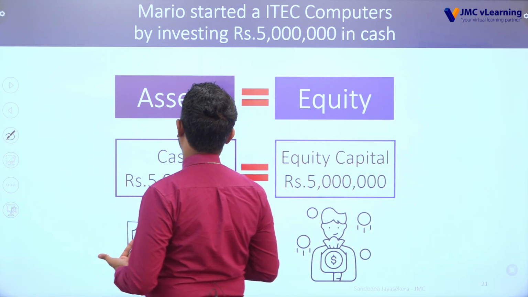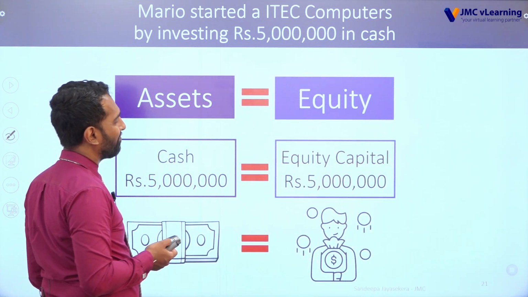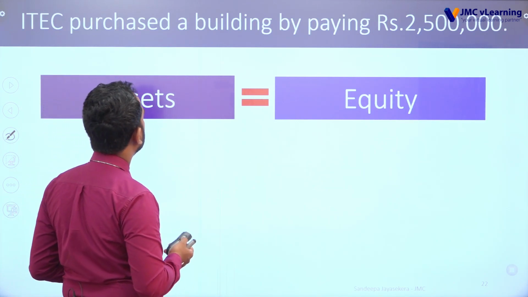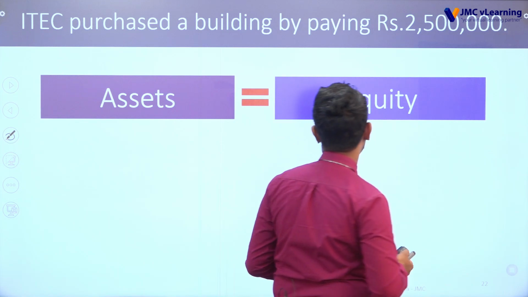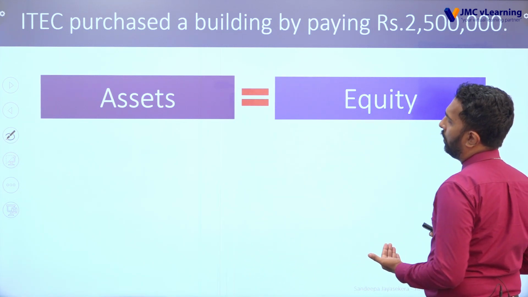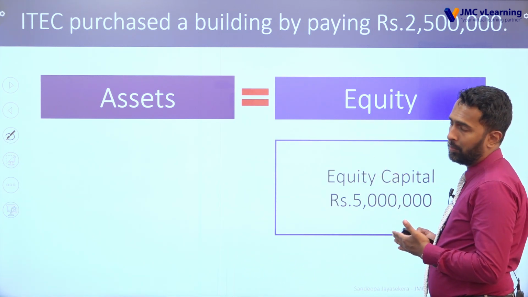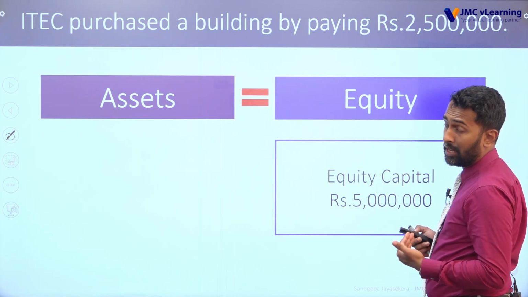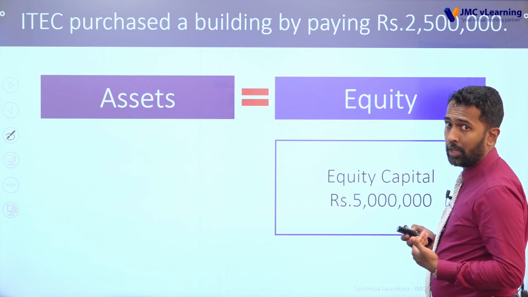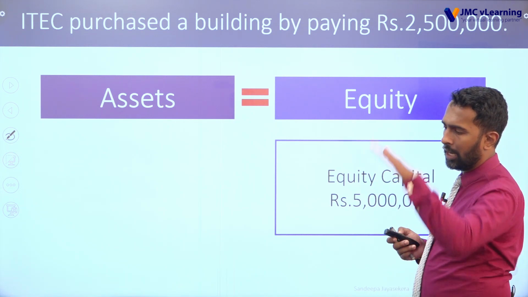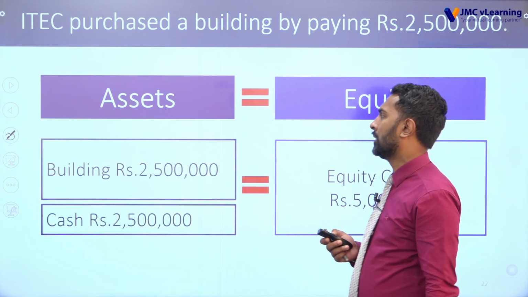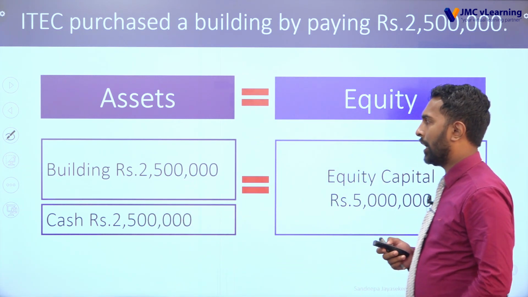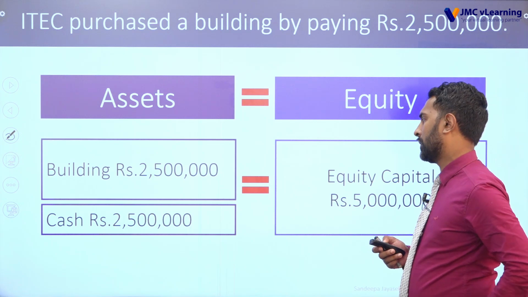Let's see another expansion of this question. iTech is a business. They have purchased a building by paying 2.5 million, right? Now your equity stands still at 5 million. What is happening to the assets? They earlier had 5 million cash. Now half of which they are going to utilize for the building. So the cash comes down, building goes up. Building 2.5 million, cash 2.5 million.